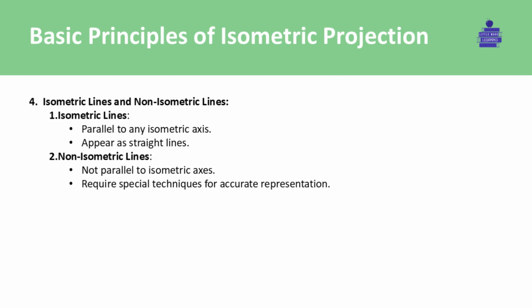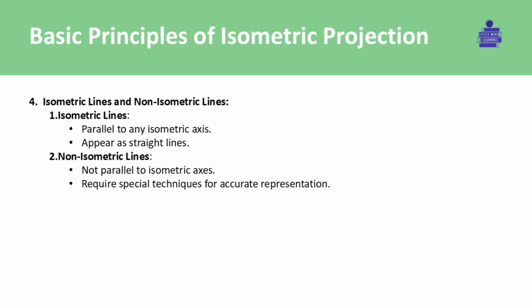Moving deeper into isometric projection, let's talk about two important concepts: isometric lines and non-isometric lines. Isometric lines are any lines that run parallel to our three main axes. These are the easiest to draw because they follow our basic framework. Think of them as the edges of a cube. They'll always appear as straight lines in your drawing.